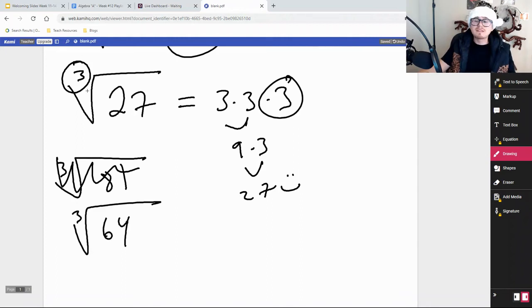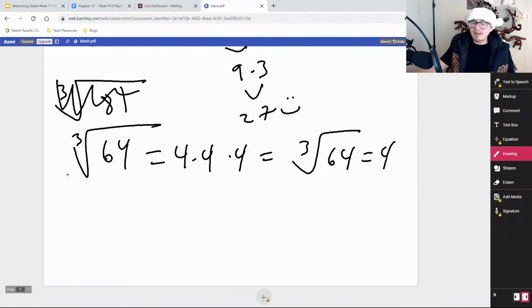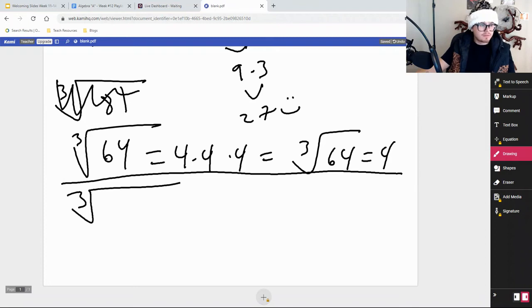Cube root of 64. What times what makes 64? Well, 4 times 4 is 16, and then times 4 would be 64. So the cubic root of 64 is 4. Now the cool thing, guys, about cubic roots is that you can have negatives, because it's different than the square root.